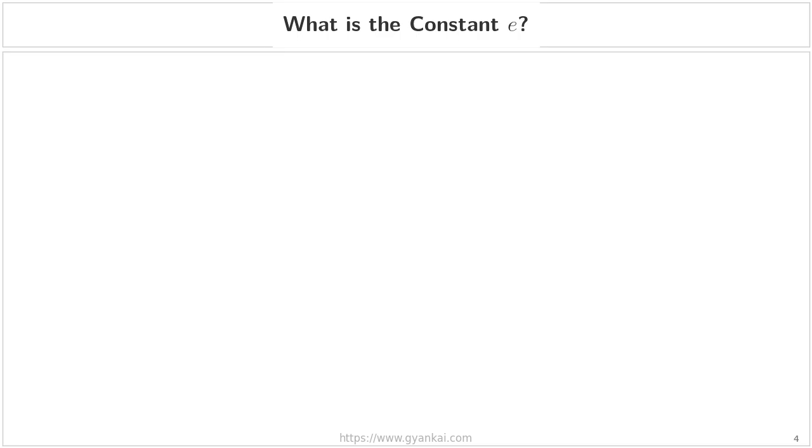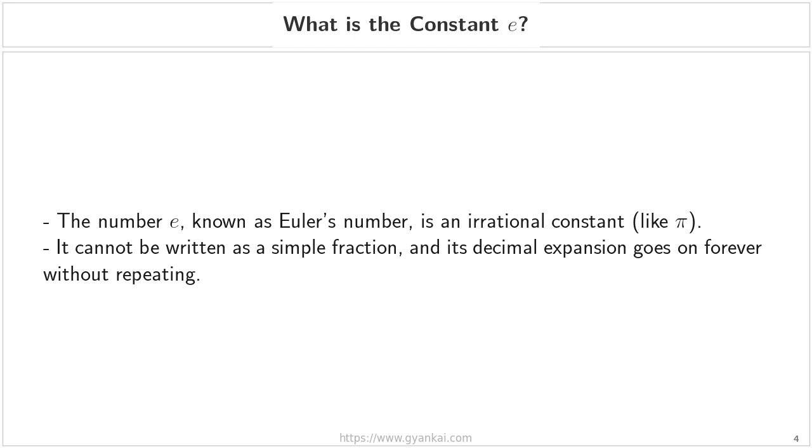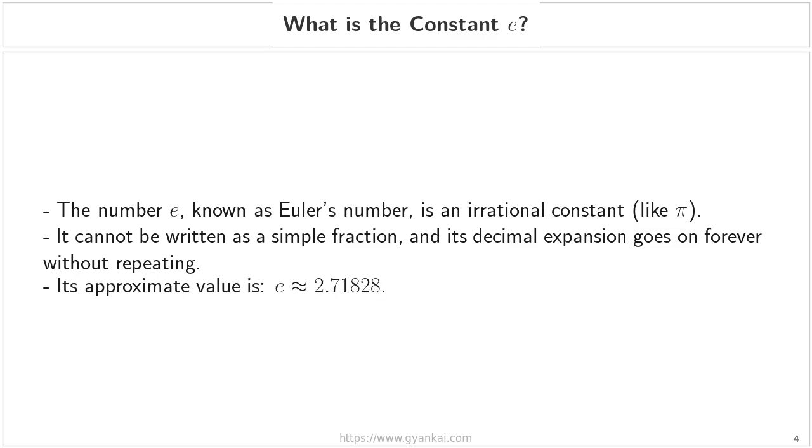Now that we have introduced the natural exponential function, let us take a closer look at the base itself. The number e, which is known as Euler's number, is an irrational constant, much like the number pi that you have encountered in your study of circles. To be more specific, because it is an irrational number, e cannot be written as a simple fraction. This means that its decimal expansion continues infinitely without ever settling into a repeating pattern. While the digits go on forever, for our practical purposes and calculations, we use an approximate value. The number e is approximately equal to 2.71828.